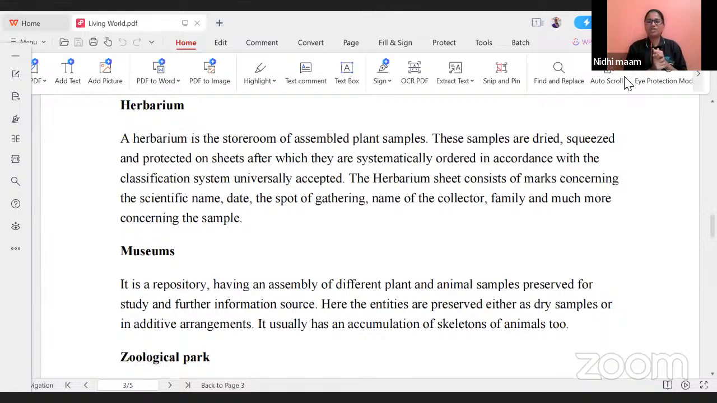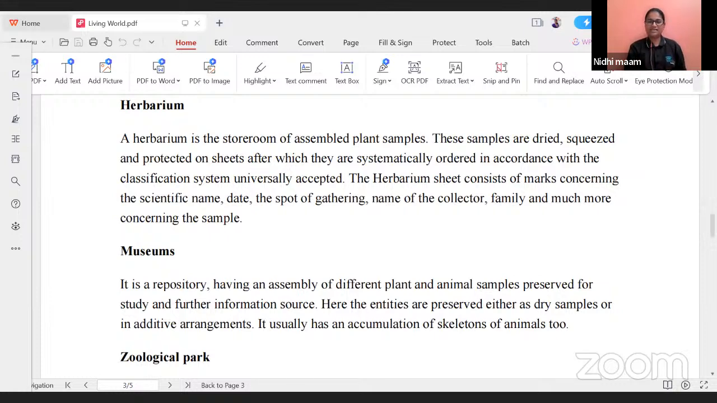The herbarium sheet consists of labels containing the scientific name, date, the spot where we collected the organism, name of the collector, and family. Okay. So these are all the labels we will get on the herbarium sheet.